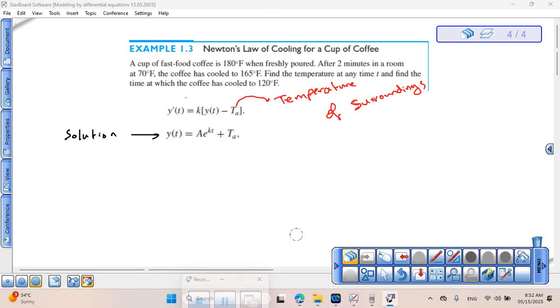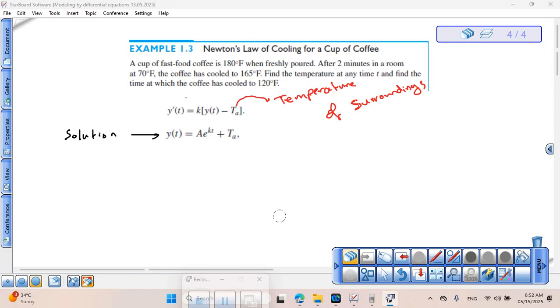Okay, good morning, everyone. Our lesson today is modeling with differential equations, and today we will discuss Example 3, Newton's law of cooling for a cup of coffee. A cup of fast food coffee is 180 Fahrenheit when freshly poured. After 2 minutes in a room at 70 Fahrenheit, this is the temperature of the room, the coffee has cooled to 165 Fahrenheit.